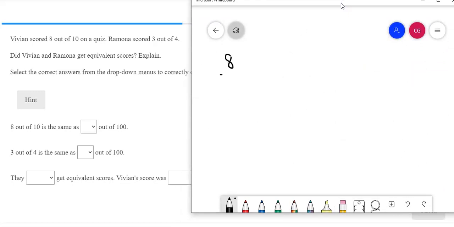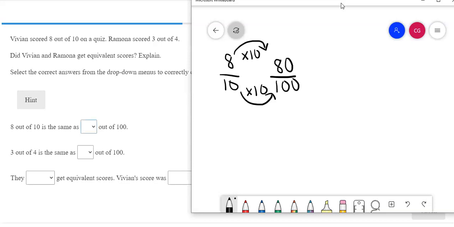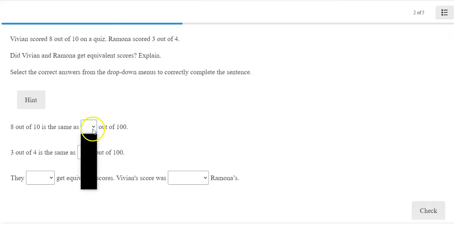I need to write 8 over 10, and I want to make 10 into 100. To do that, I'm going to multiply by 10 because 10 times 10 is 100. I multiplied by 10 on the bottom, I have to multiply by 10 on top. So I get 8 times 10 is 80. So I get 80 over 100.